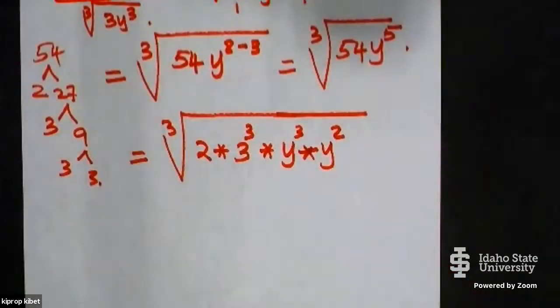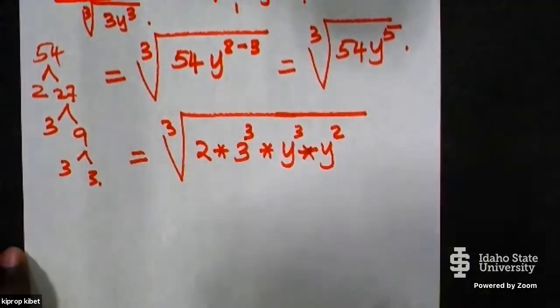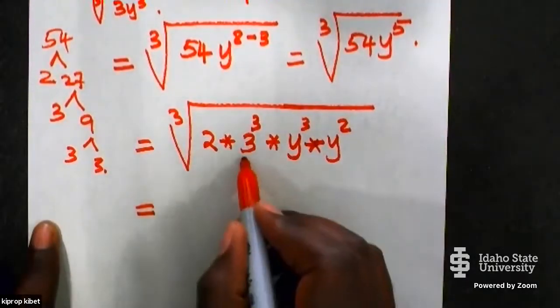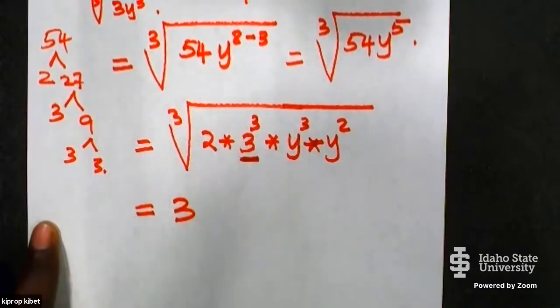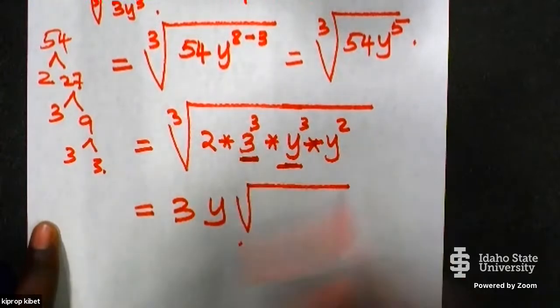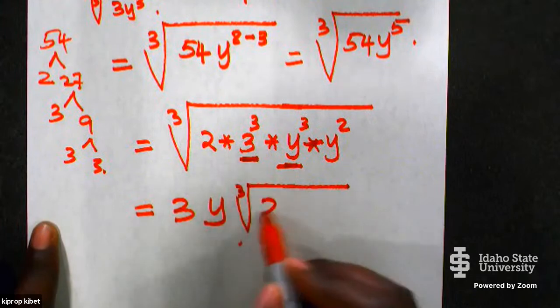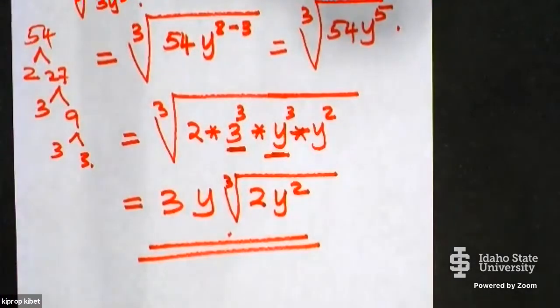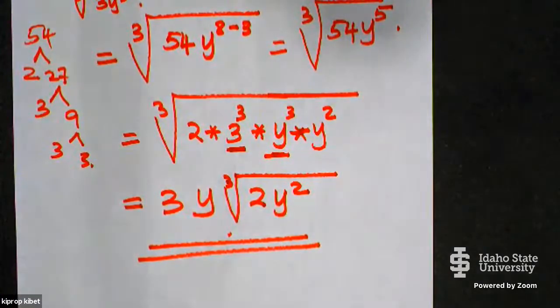Then now you simplify from there. So when you multiply the powers everywhere there by 1 all over 3, this will now be equals to, this will be 3 outside, this one will be y outside, and then the remaining ones, the cube root of what? 2, and then y squared. Cube root of 2 y squared. Any question?